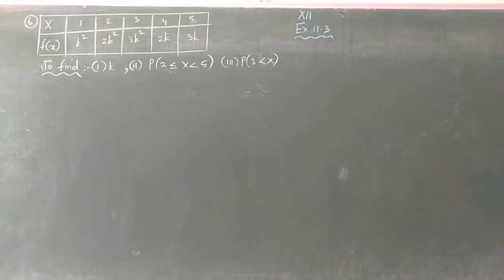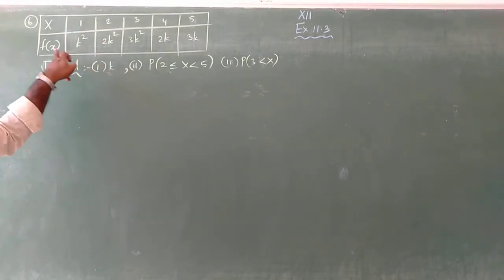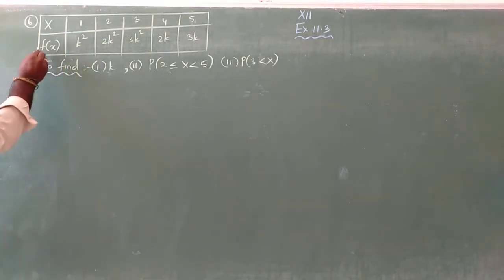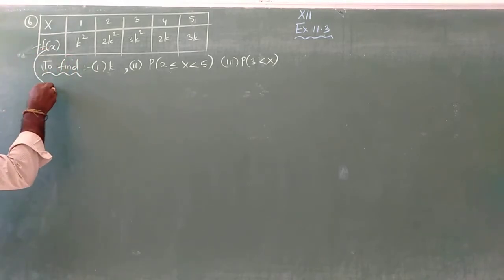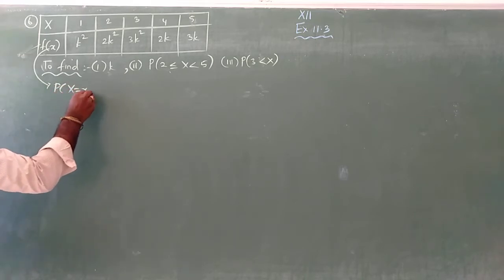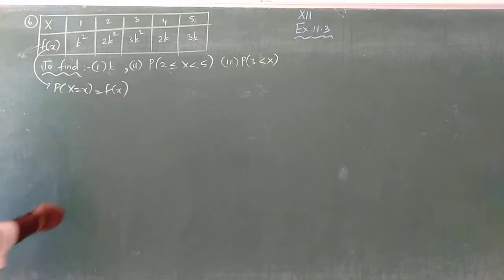So we are going to go to the sixth sum. Cap 6, small f of x, they have given values for that. We need to find the value of k. We know this is a probability. This f of x we can write as p of x equal to x. It's nothing but f of x. Sometimes we can write probability p also, no problem there.